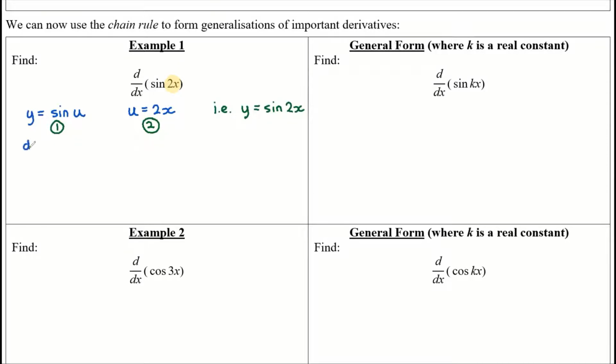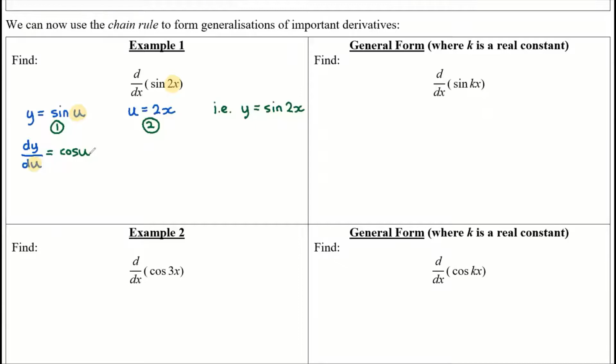So first of all, dy by du this time, because the independent variable in this instance is u. And we use the standard result for differentiating sine. So if we differentiate sine of u with respect to u, then it's just going to be cos u. If I was differentiating sine of x with respect to x, that would be cos x. If I was differentiating sine of z with respect to z, it would be cos z. Hopefully you get the idea.